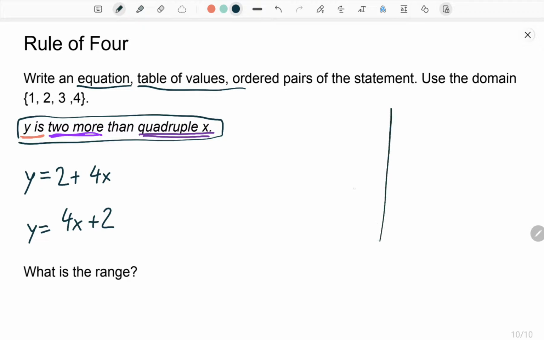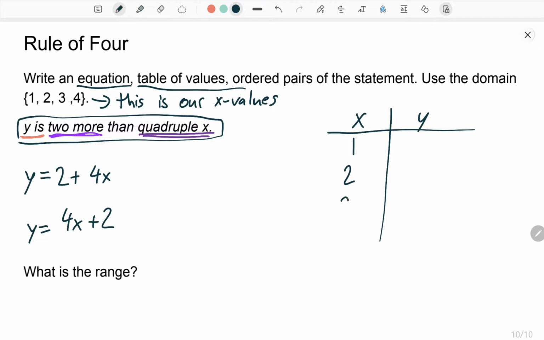Next, we want to write a table of values. So for our table of values, we're looking at x, we're looking at y. And we can use the domain. So domain, this is our x values. So in our table of values, for x, we'll do 1, 2, 3, 4. And what do we put in for y? Well, that's where we have to use our equation.